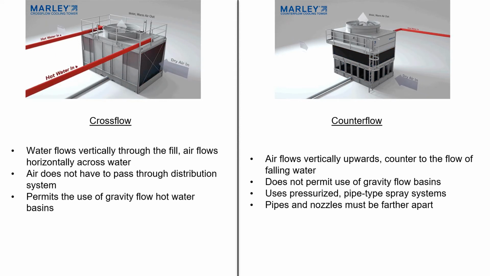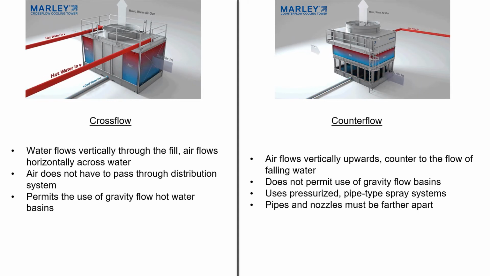In cross-flow cooling towers, the water flows vertically through the fill, while the air flows horizontally across the flow of the falling water. Because of this, air does not have to pass through the distribution system, permitting the use of gravity-flow hot water distribution basins mounted at the top of the unit above the fill. These basins are universally applied to all cross-flow towers.